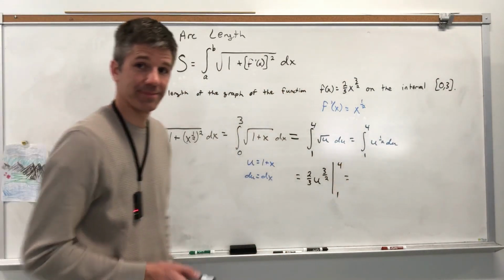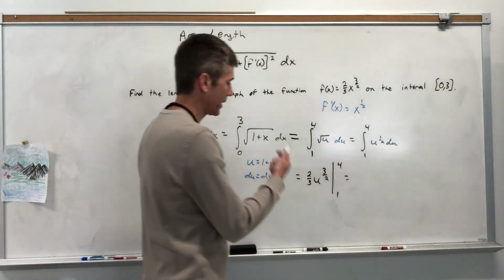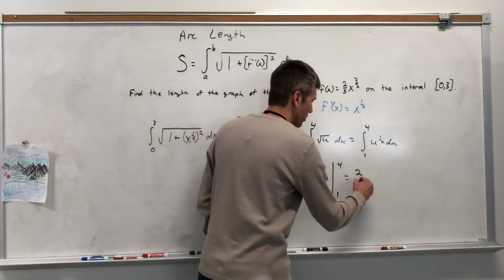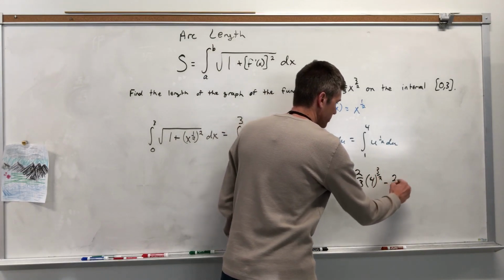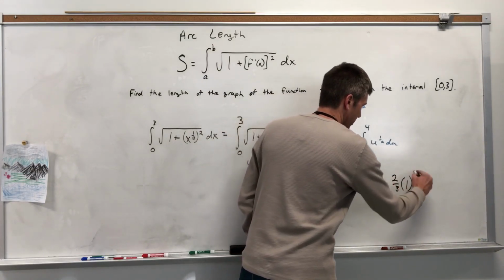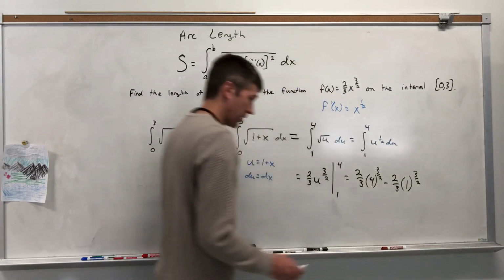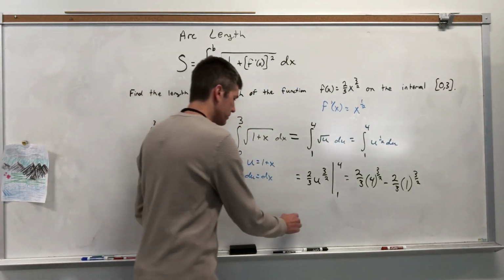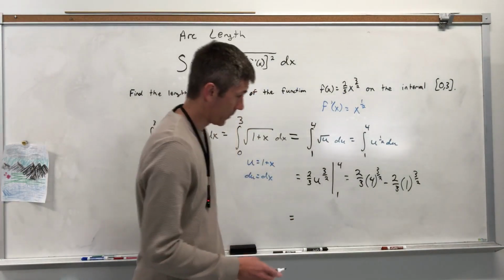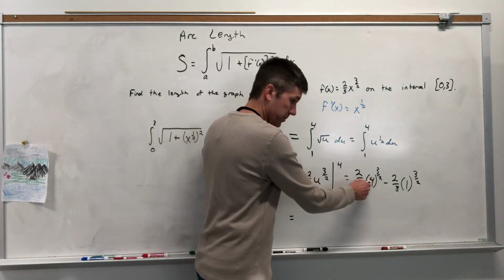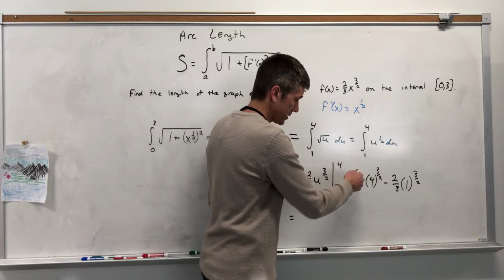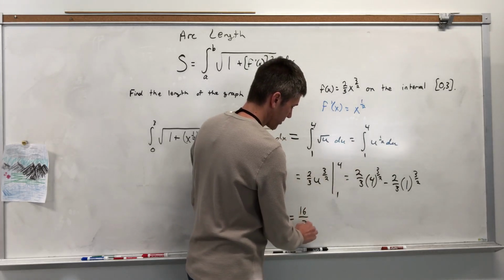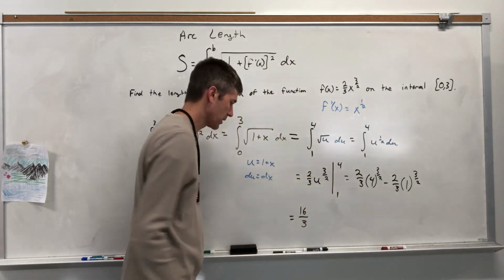That's 3 hours. Just popped in my head. I should have just kept going. So I have 2/3 times 4 to the 3/2 minus 2/3 times 1 to the 3/2. And that's going to give me, well, stuff. What stuff? Let's find out. The square root of 4 is 2. 2 cubed is 8. 8 times 2 is 16. I have 16/3. Okay, good to know.